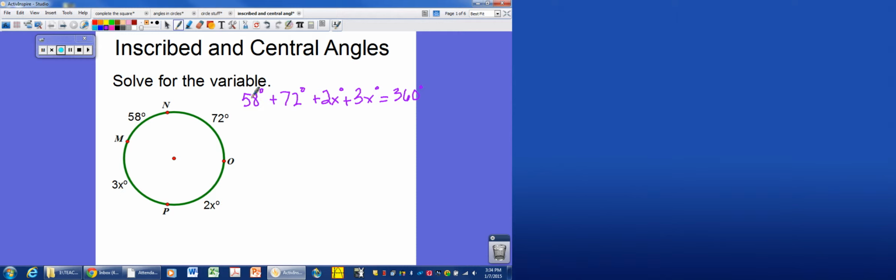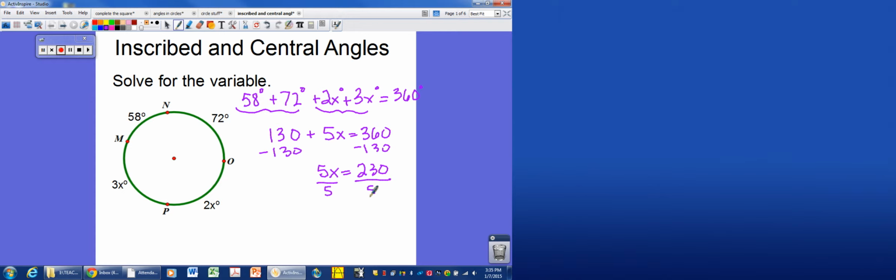So we'll combine our like terms. 58 and 72 looks like 130, plus 5x equals 360. So I combine these like terms, and those like terms. Okay, we'll solve this for x. 5x equals 230. So dividing both sides by 5, x will be 4, right? 5 goes into 23 4 times.